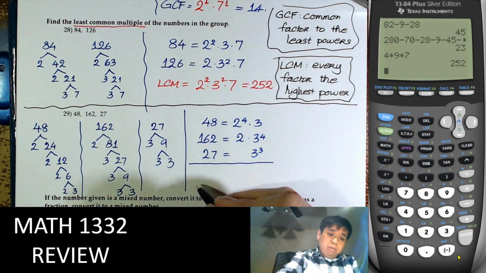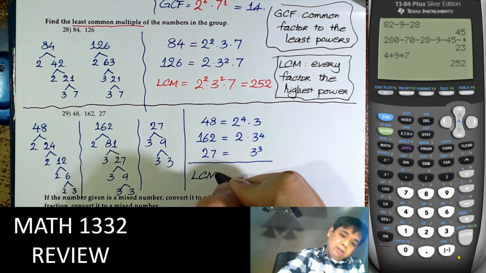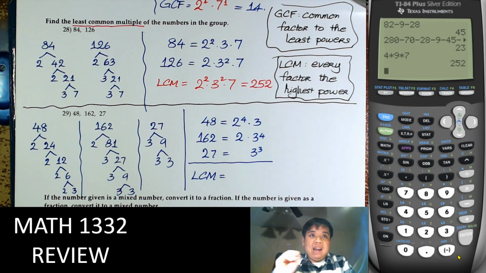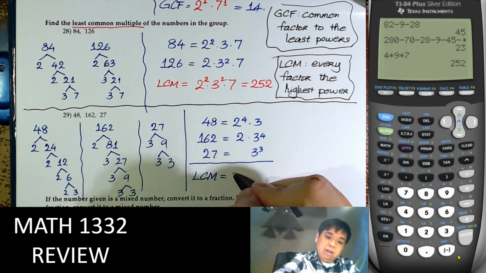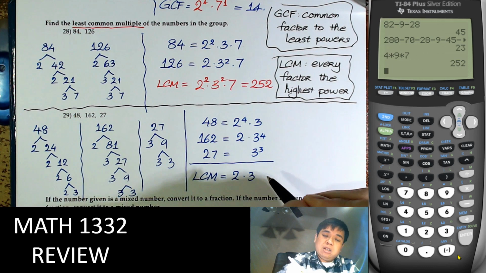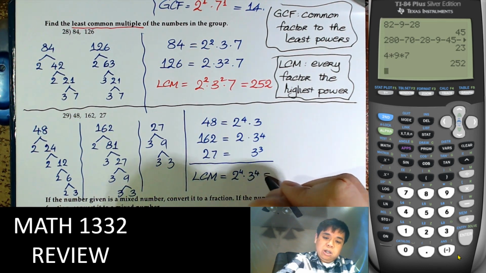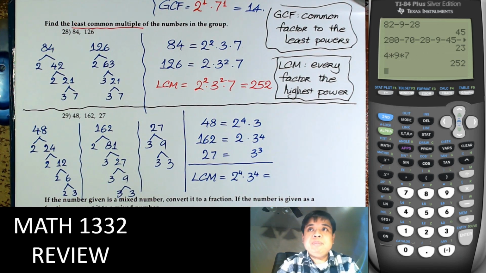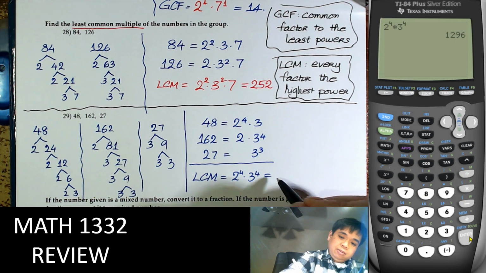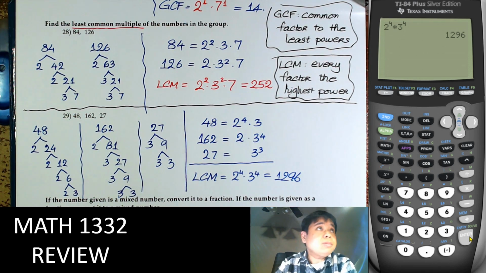Now this is the least common multiple. We're going to give every factor. We have a factor of 2 and a factor of 3, now to the highest power. Highest power for 2 is 4. Highest power for 3 is 4. So we have 2 to the 4 times 3 to the 4. On the calculator, this is the power key, so 2 to the 4th times 3 to the 4th, and that's 1296. Right, so that's what we have in that one.